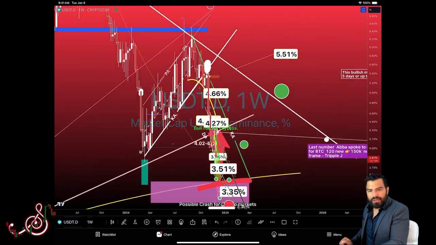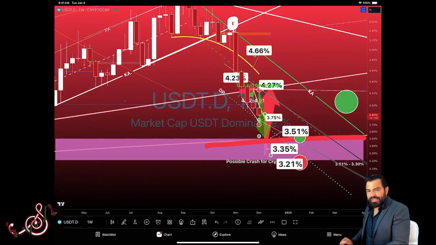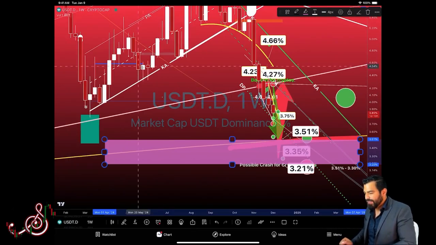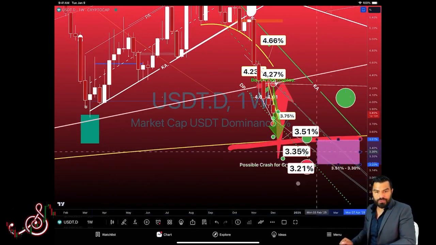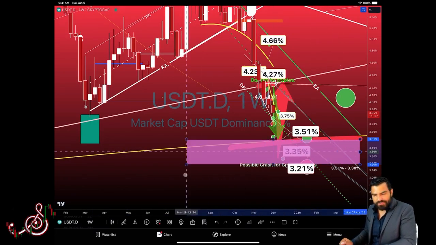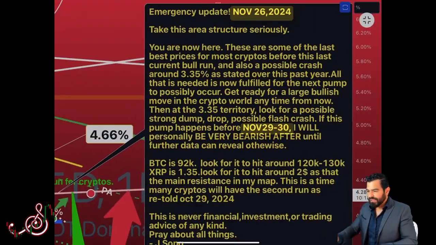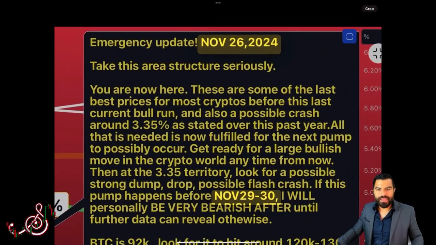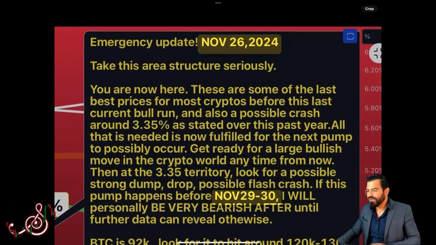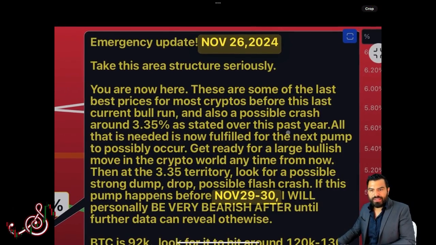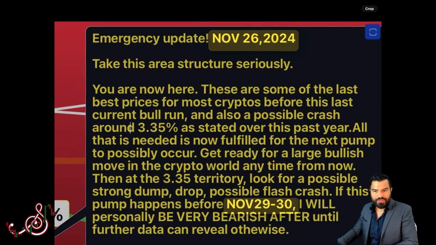Now here's something else. Now that we're underneath this area, the next target I'm looking for is this range. So I'm looking for prices to come here. And so on that day, I told you guys what I've been telling you, and I said, emergency update, take this structure seriously. You are now here. These are some of the last best prices for most cryptos before this last current bull run. Before the current bull run. Okay, we're in a bull run. And also a possible crash around 3.35.